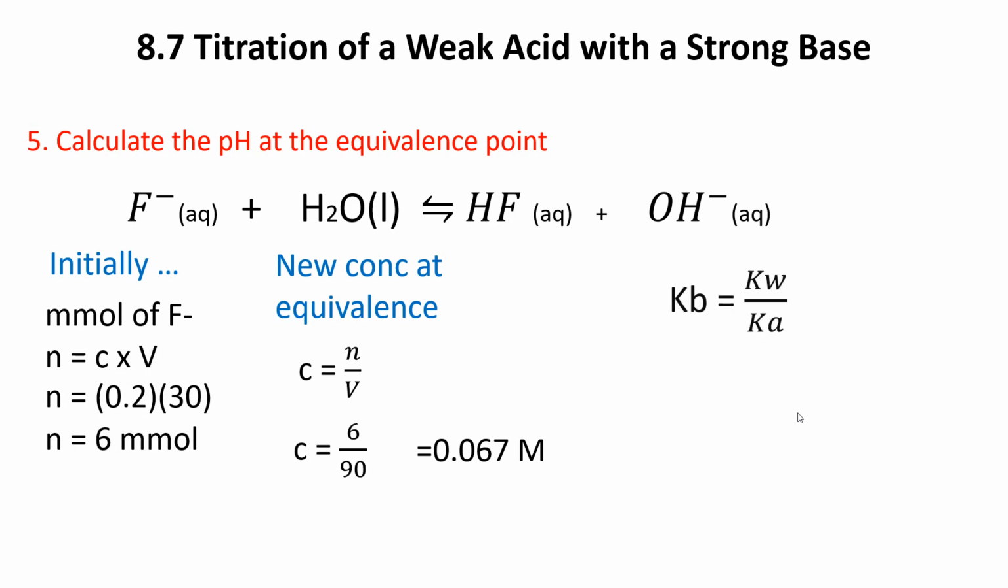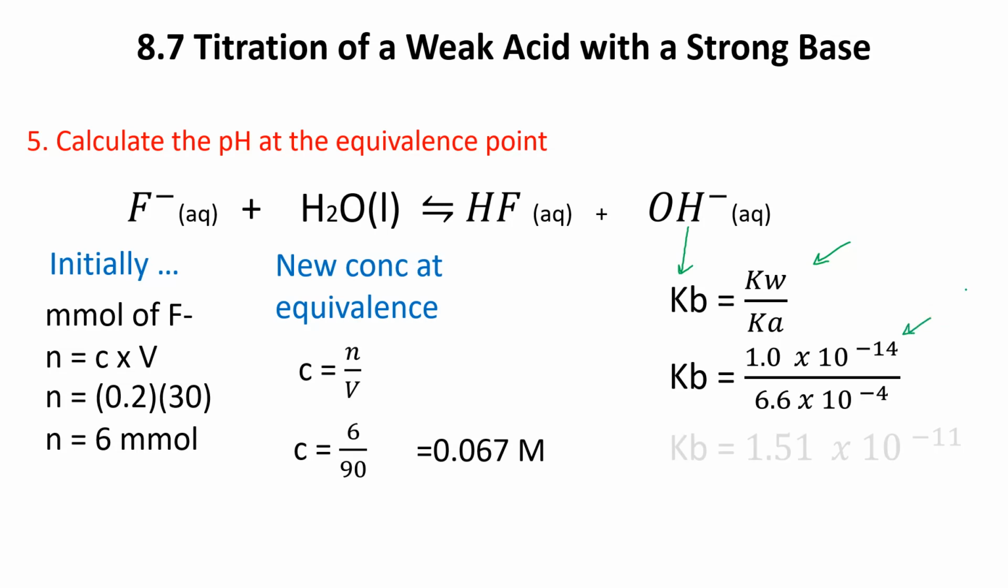Now, since we're talking about OH here, we need to transition from talking about Ka to Kb. So here's our equation. We already know what Ka is. Kb is a constant as well. You can look that value up. Essentially, we're just dividing the two out, and we get a Kb value of 1.5 times 10 to the minus 11.